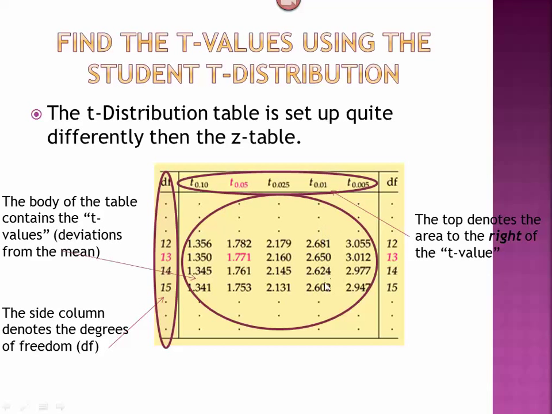And as you go down the table, you're going to notice that the t-values change as we increase our degrees of freedom. That's because the curve itself is changing, and hence what t-value it would take to mark out 2.5% to its right changes as well.